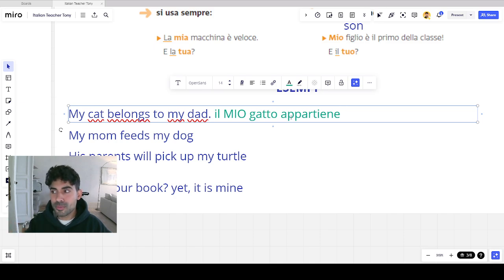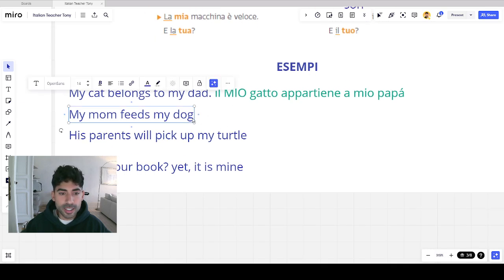Now we have dad. Dad is a family member and it's singular. You don't say al mio papà. You say a mio papà. So in this case, you have the article because cat is not a family member. And in this case, you do not have the article because papà is a family member but singular.